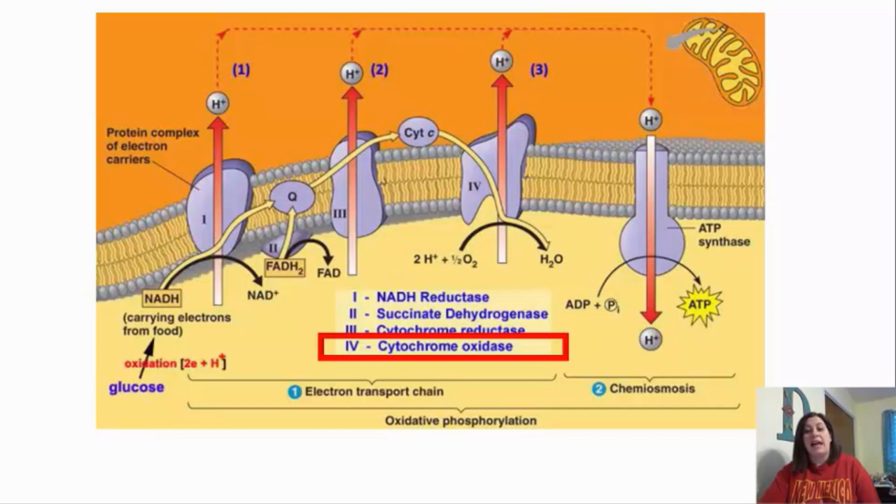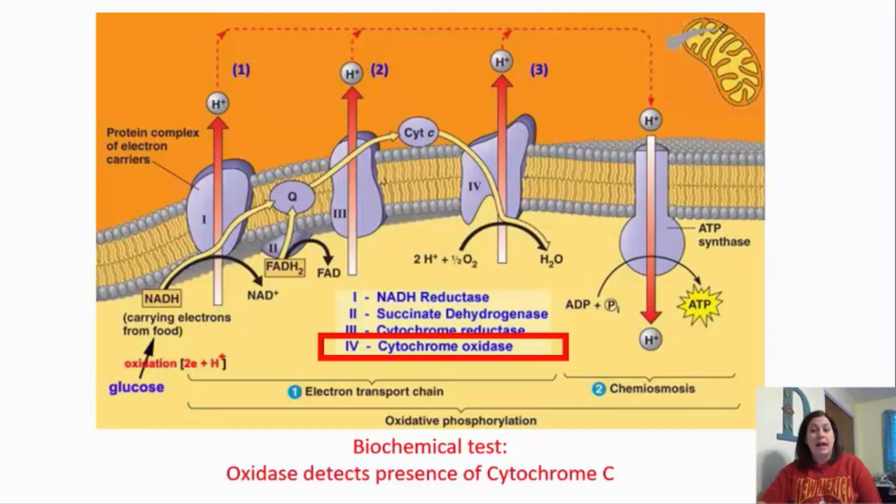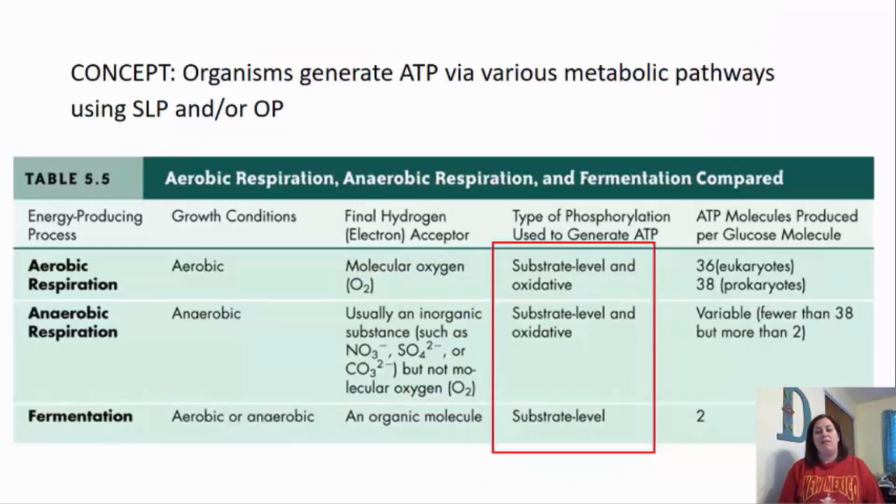There's what we call the NADH reductase, the succinate dehydrogenase, the cytochrome reductase, and also cytochrome oxidase. Now, cytochrome oxidase is one of the tests we can look for when we look at the oxidase reaction. You'll learn about this in lab: we can take those organisms, rub them into filter paper, and add the reagent for oxidase. If it changes color to purple, this tells us that this enzyme, cytochrome oxidase, is present. If it's present, it is able to do oxidative phosphorylation. If it's not, then it may not be able to do that process. So this biochemical test is called the oxidase test, and it detects the presence of cytochrome C, the cytochrome oxidase.